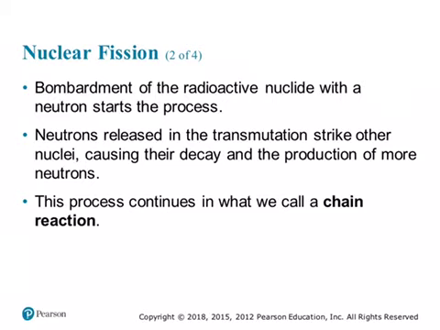As I said, that bombardment of the radioactive nuclide with a neutron starts the process. And then those neutrons strike another nucleus. And that produces its decay, causing more neutrons. And then we wind up with a chain reaction. This happens repeatedly, and it happens very quickly.